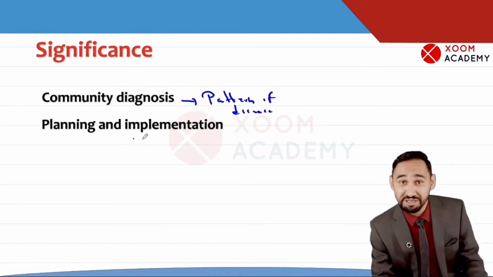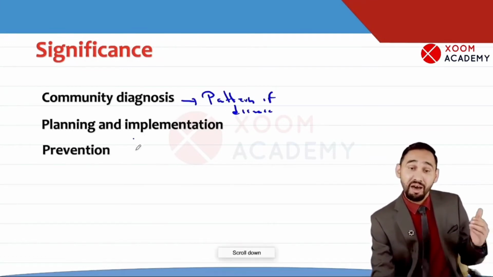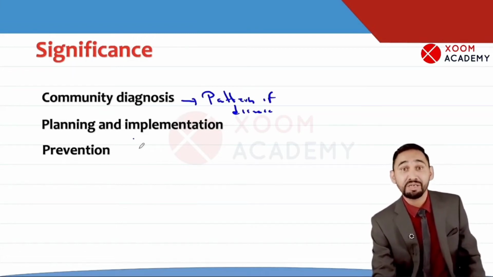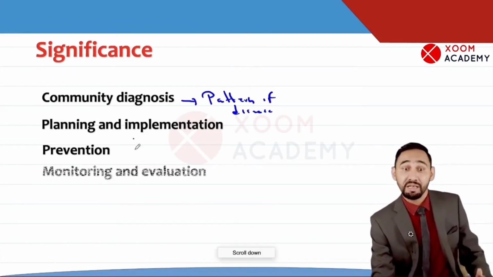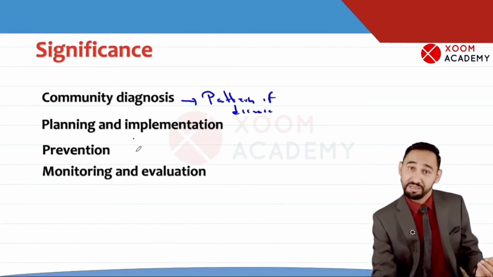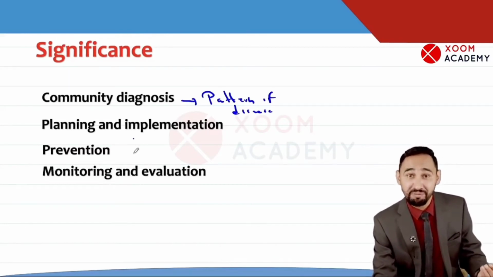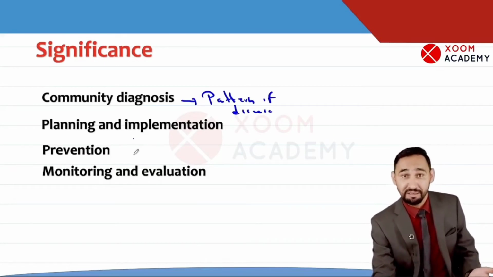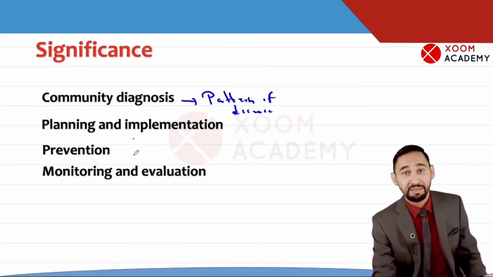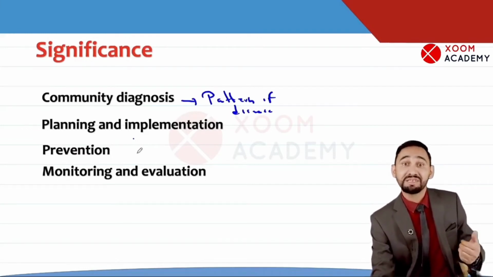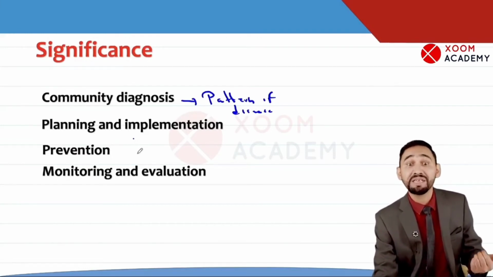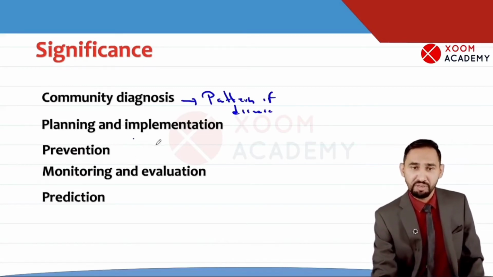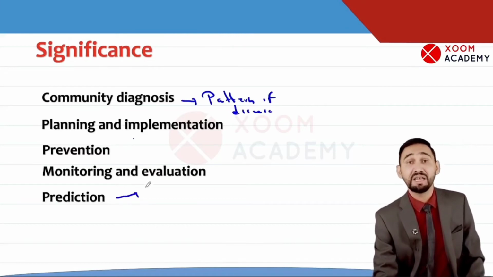We'll allocate the budget. Then all of this is done for prevention of disease or control of disease, to reduce the burden of disease. We will monitor and evaluate the system, whether our interventions are successful or not. Our interventions are helpful in decreasing burden. They are helpful in increasing the health status. And we will predict the health status of community on the basis of this. What is prediction? We'll say whether our community is healthy or not.